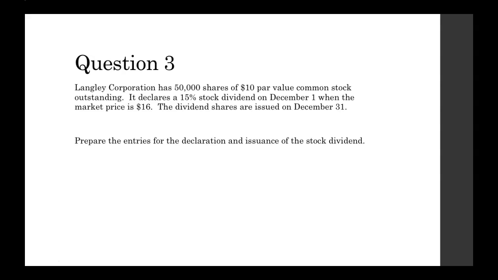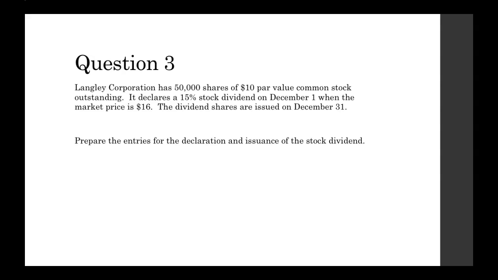So let's move on to question number 3. In question 3, it says Langley Corporation has 50,000 shares of $10 par value common stock outstanding, meaning there's 50,000 shares of this stock out there in the world, right? Our shareholders currently have 50,000 shares.